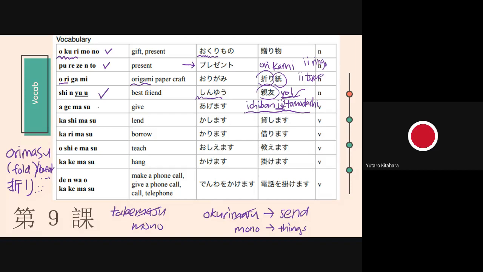Agemasu is give. This one you must know. This lesson is about giving something to someone or receiving something from someone, so it involves a second person. And agemasu, if you check the dictionary, has a few meanings. One of the very popular agemasu is, have you heard of the thing called age tofu?